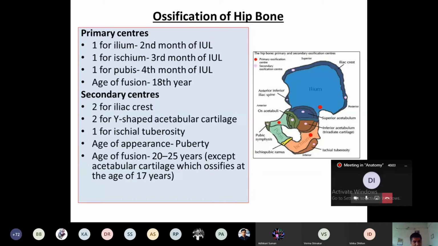And now, age of the appearance of the secondary center is during puberty, and age of fusion will be 20 to 25 years. They are fusing with their main body. Like here, the iliac crest is separately lying till 20 years. After 20 years it will fuse completely with the ilium. Similarly, the ischial tuberosity also fuses at the age of 20 years with the ischium. And like this, other secondary centers fuse with their main part to give the adult bone.